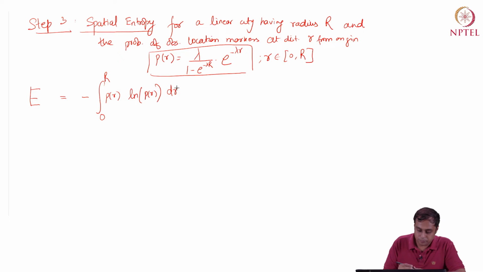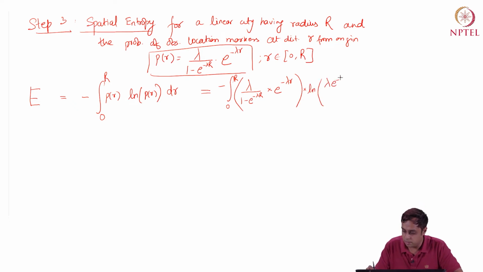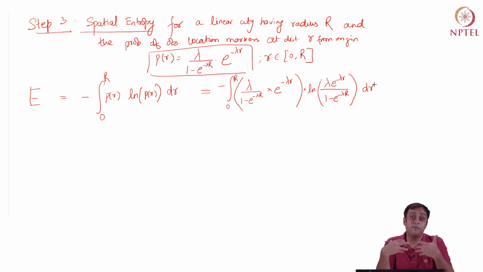All right, so once we know that, we can then expand it by putting the value of P(r) that we have figured out in this lecture. So we have 0 to R with a negative sign, right? K, which is lambda over 1 minus exponential minus lambda capital R times exponential minus lambda small r, multiplied by the log of this entire entity. So log of lambda over 1 minus exponential minus lambda R, times exponential minus lambda r, dr.